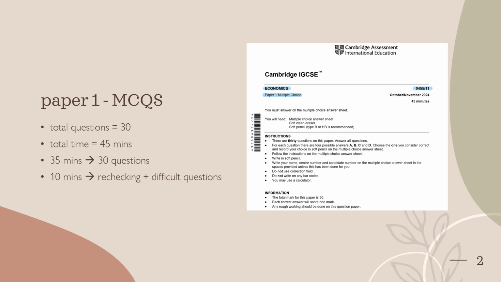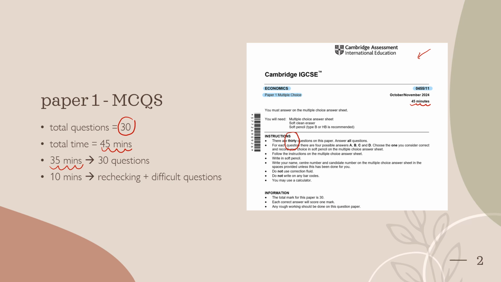Now, Paper 1 is basically MCQs. You have 30 MCQs in total, and this is what the first page looks like. As you can see, you have 45 minutes and 30 questions. What I would prefer is that you spend 35 minutes on the 30 questions, and then spend 10 minutes after that for your rechecking plus the difficult questions that you couldn't do.